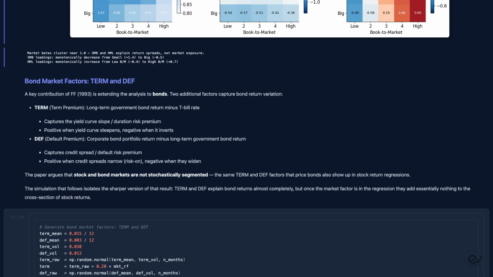The paper's claim is that stock and bond markets are not separate worlds. The same factors show up on both sides. In the next two cells, we put that to the test. We'll see TERM and DEF account for almost all of the variation in bond returns, and then we'll check whether they buy us anything at all in the cross-section of stocks.